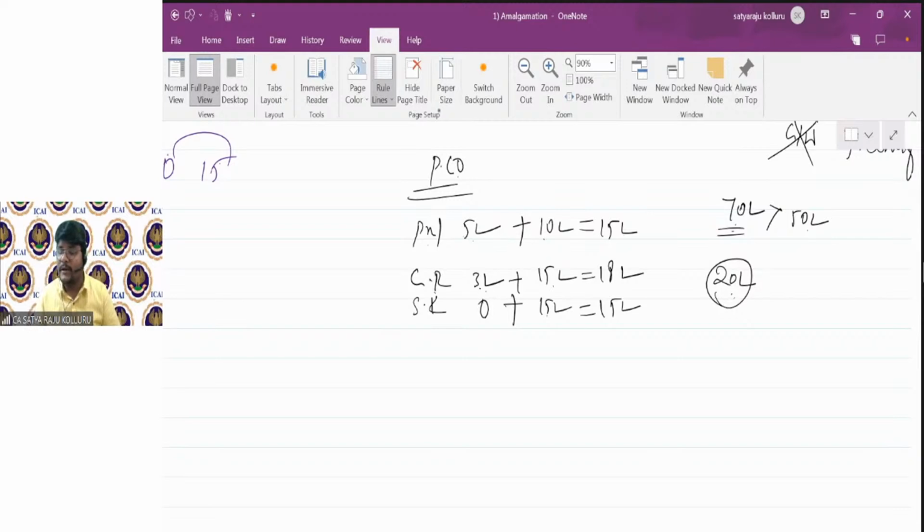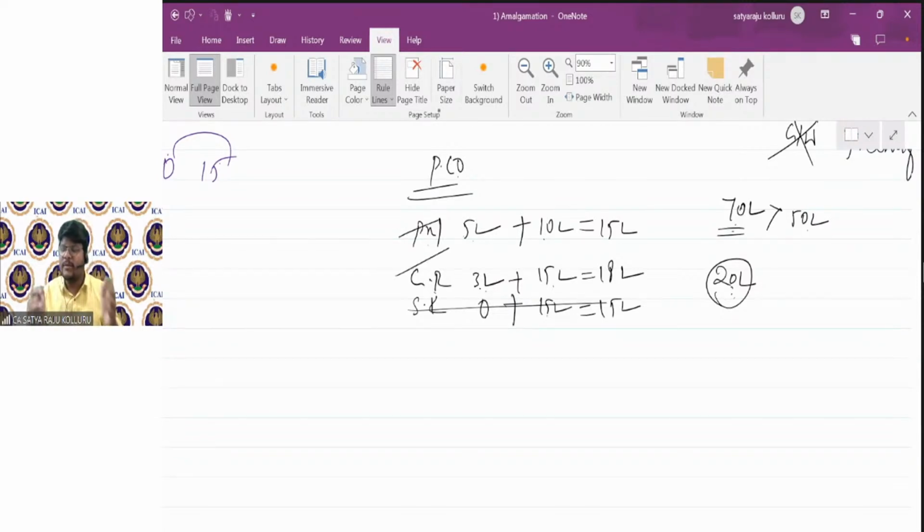Now, what AS 14 tells us: the excess of PC paid over and above the share capital of the selling company should be nullified with free reserves. Should be nullified with free reserves means statutory reserve is not a free reserve. I cannot utilize the statutory reserve to nullify this 20 lakhs. I can utilize these two free reserves.